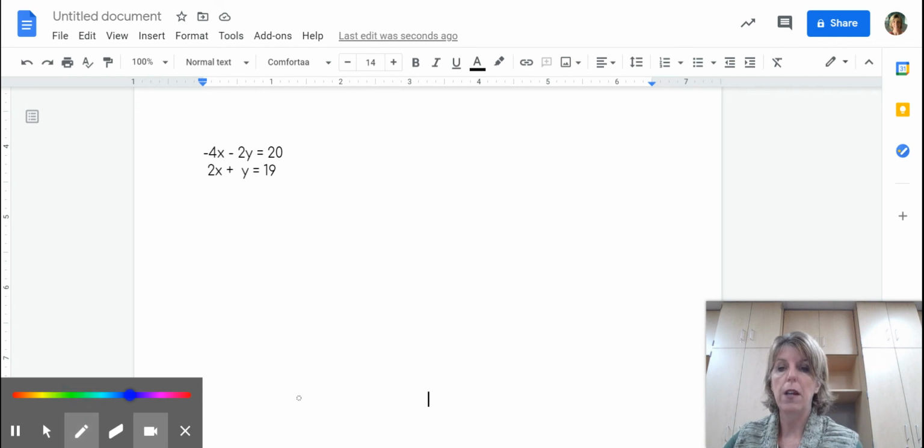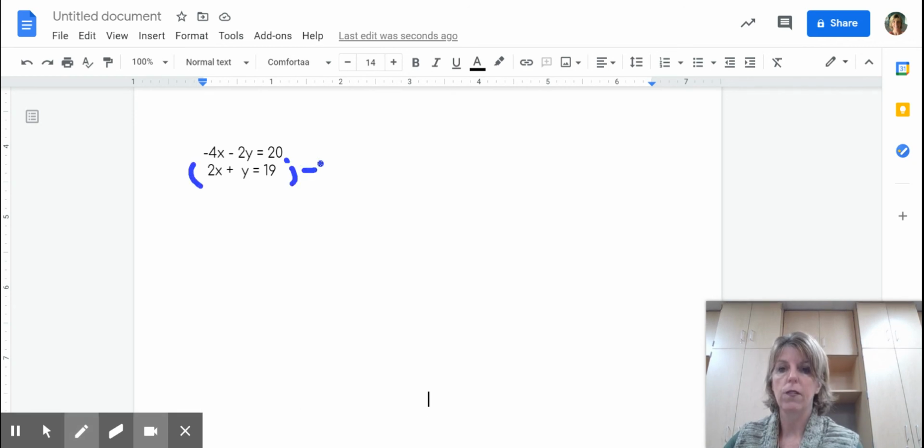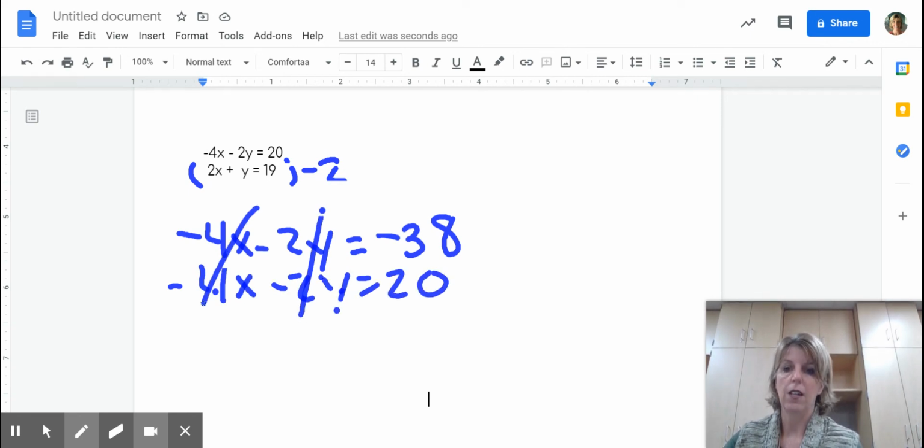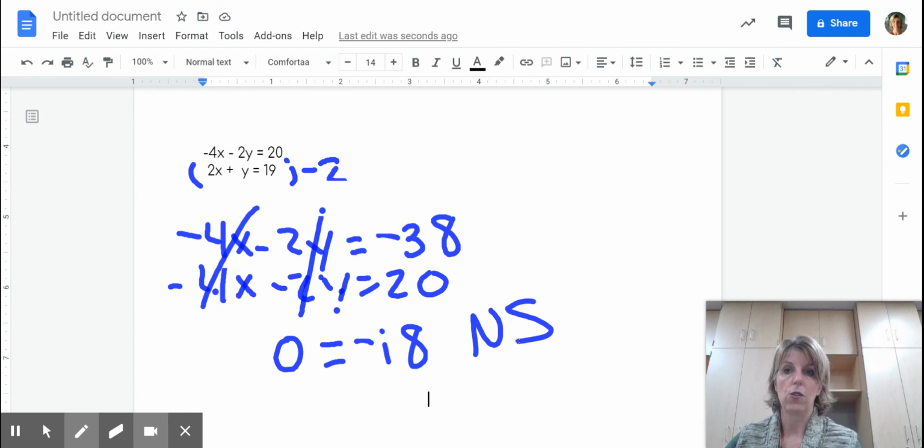So if I multiply this by -2, then I'm going to get -4x minus 2y equals -38. So add that to the other one, -4x minus 2y, and you see what's going to happen already, right? So these are going to cancel, and we get 0 equals -18. So no solution, all right?